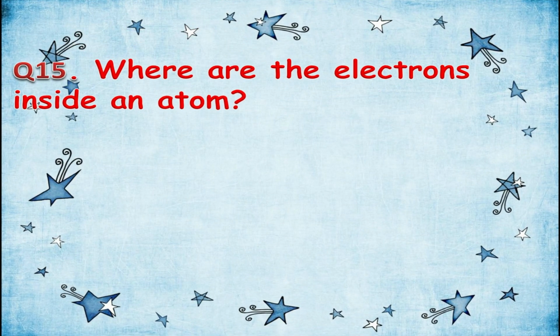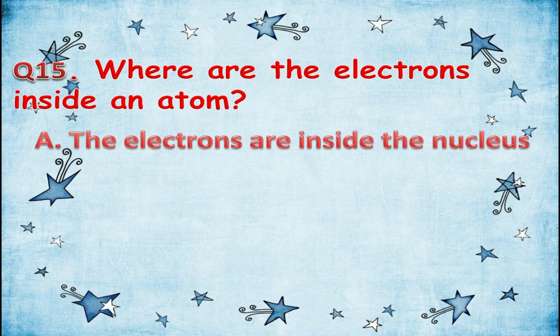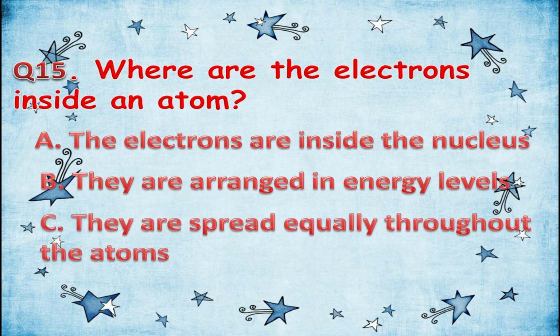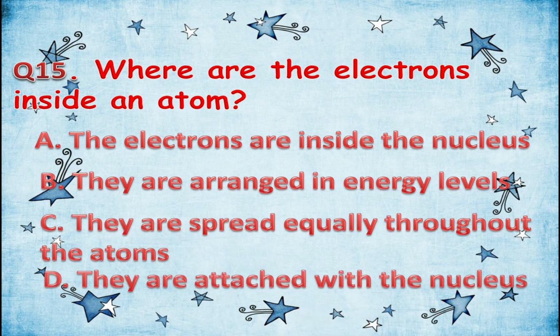Where are the electrons inside an atom? Your options are option A, the electrons are inside the nucleus. Option B is they are arranged in energy levels. Option C is they are spread equally throughout the atom. And option D is they are attached with the nucleus. Your time of 5 seconds starts now.